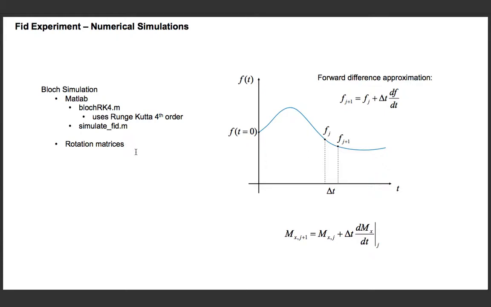There's another way to do this with rotation matrices. I'm not going to go into that here, but it's a relatively easy way to do it. It has the same sort of idea that we have a small delta t, and you can treat it as a linear process during these small delta t steps.